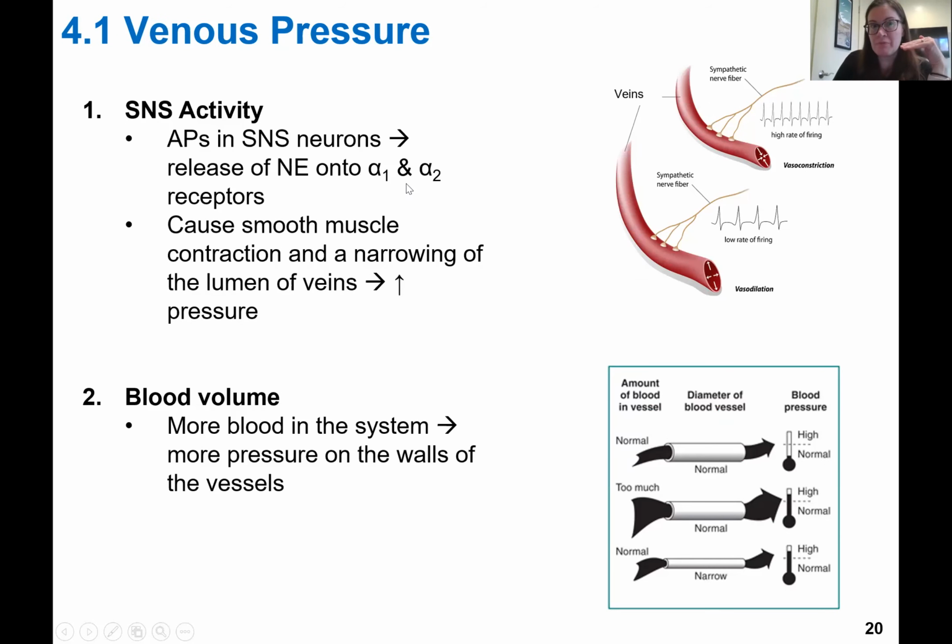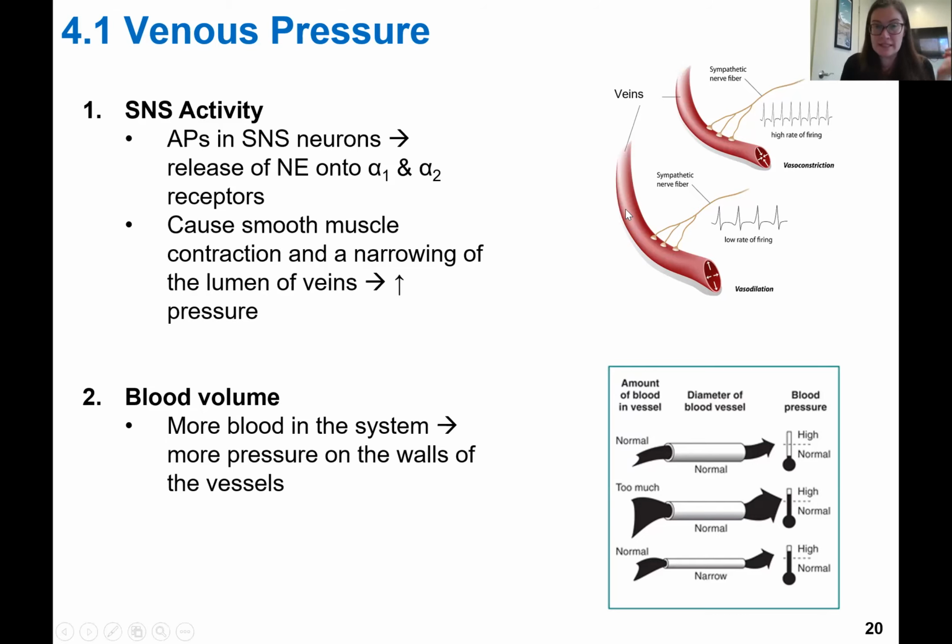The ways that we can modify venous pressure, there are 4 different ways: sympathetic nervous system activity, blood volume, muscular pumps, and respiratory pump. And we're going to talk about each of those.